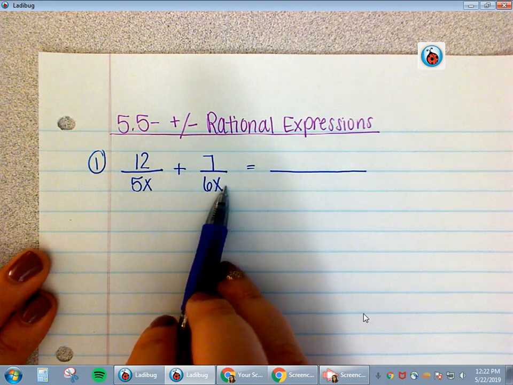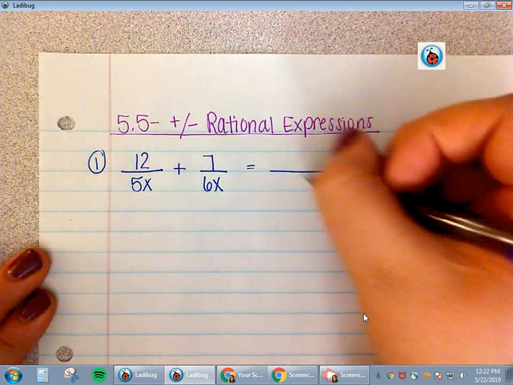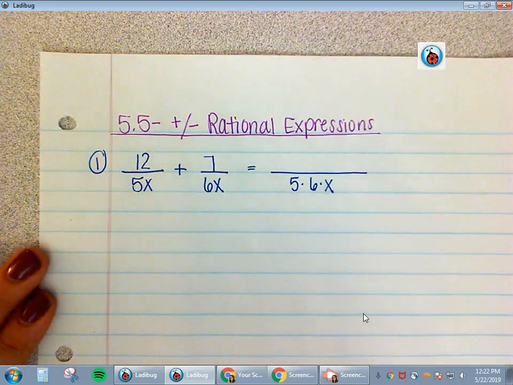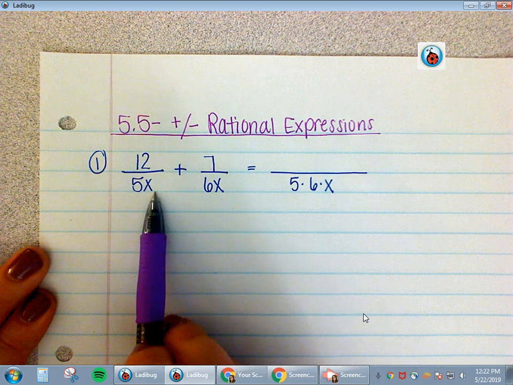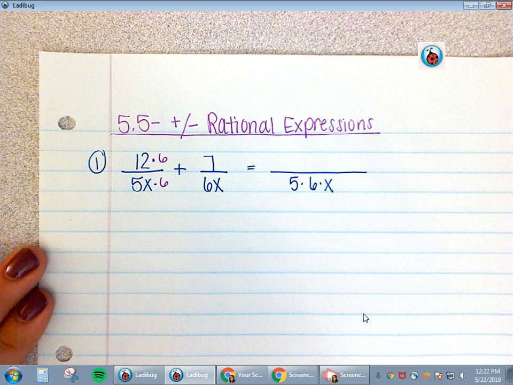We have an x on both of them already, so that can move over. And then this one has a 5 and this one has a 6. So I'm going to need 5 times 6 times x, or 30x. What we need to do next is make sure that these match. So this one already had a 5 and an x, but it still needs a 6. So I'll multiply by 6 on top and bottom.